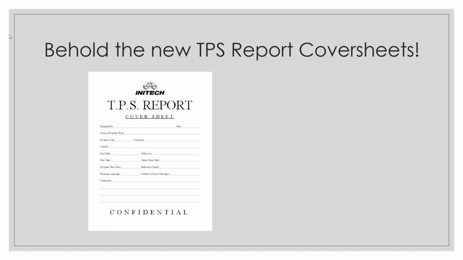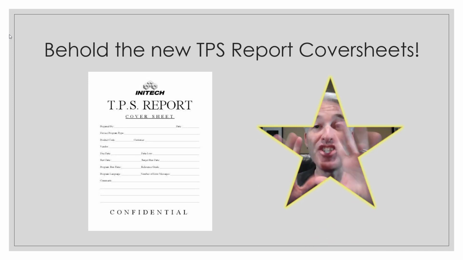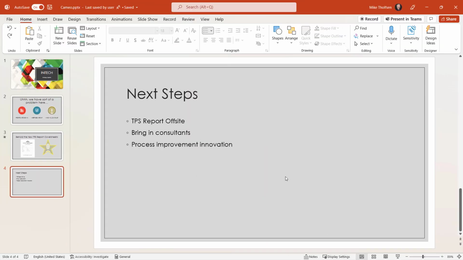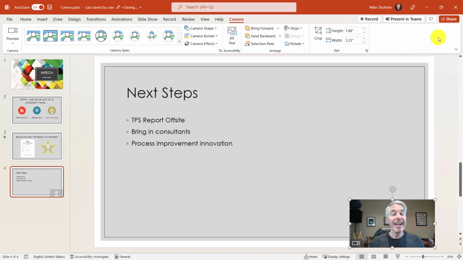And who is the person who designed these? Me, because I'm a star. Check out those TPS reports. Jazz hands. The last thing I'll show is designer integration with Cameo. I have a set of next steps here and a couple of bullet points, but I want to make it more interesting. Click on Insert, Add Cameo, and there's my camera.